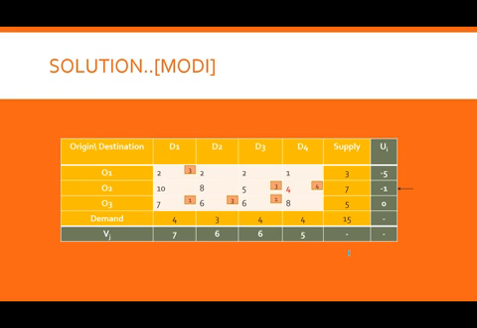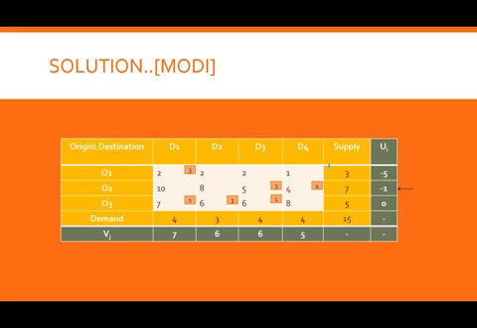Once all ui and vj values are calculated, what are we supposed to do next? Calculate the eij values at non-allocated cells. So at 1, 2 you will get an eij. At 1, 3 you will get an eij. 1, 4 you get an eij. 2, 1, an eij. 2, 2 you will get one more eij. And at 3, 4 you will get one more eij. So let us calculate it.